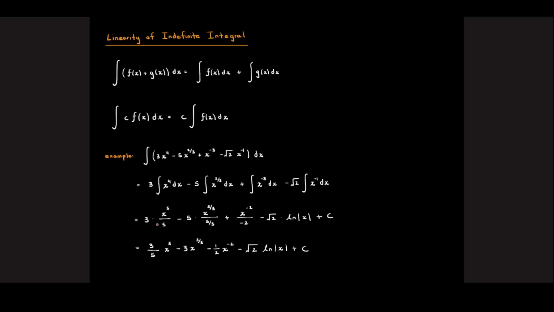Now we just simplify. You can bring the constants to the beginning, so 3/5 x to the power of 5. And over here, you see that we are dividing by 5/3. So that's the same thing as multiplying by 3 over 5. And so the 5's cancel, and you just get a coefficient of -3 at the beginning, multiplied by x to the 5/3. Over here, we just have -1/2 x to the -2. And then this is just negative square root 2 natural log of absolute value of x plus c. And that is our most general antiderivative of this function.